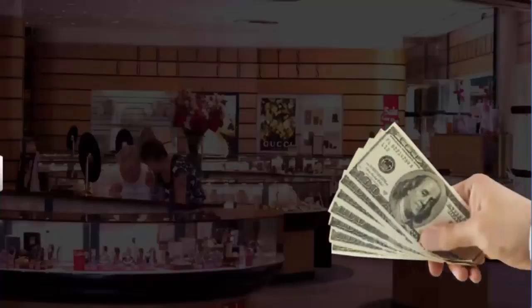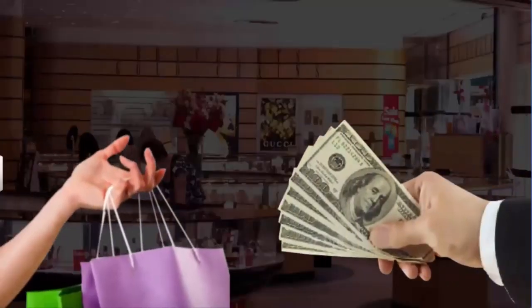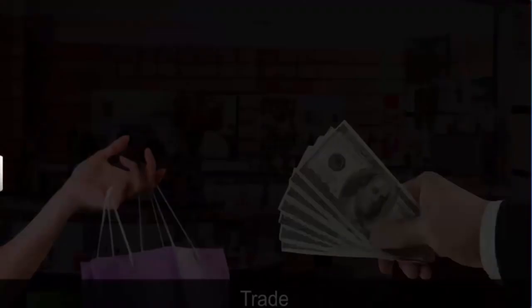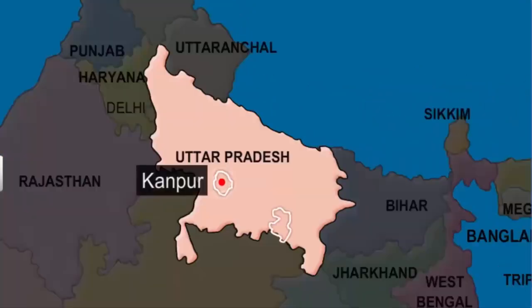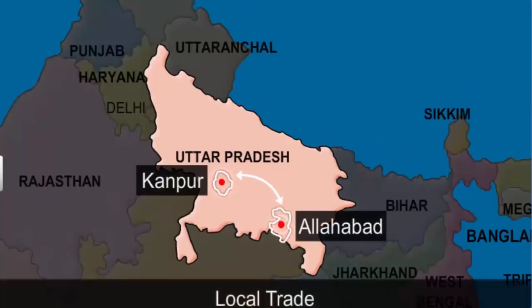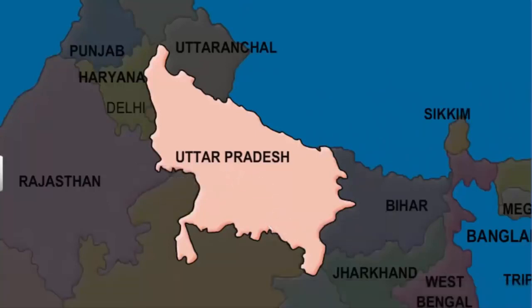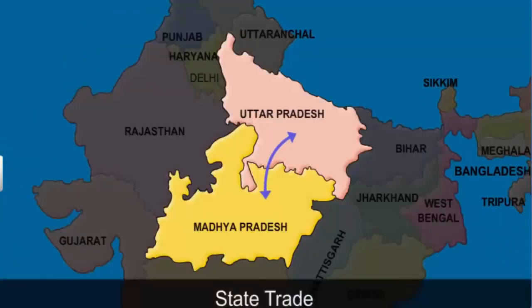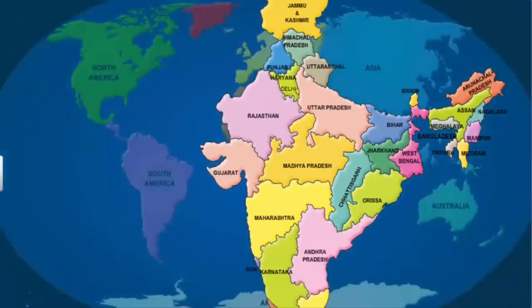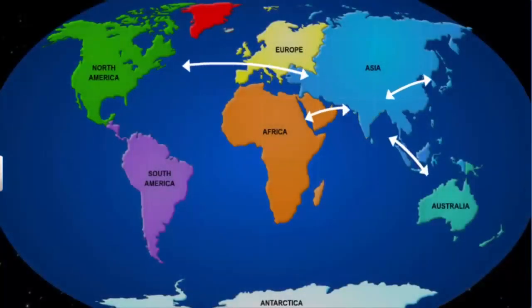When you go to buy something, you get some products in exchange for some money. This exchange of goods between people, companies, states or countries is called trade. The trade within a locality or between cities or villages of a state is called local trade. The trade between two states is called state-level trade. The trade between two countries is called international trade.